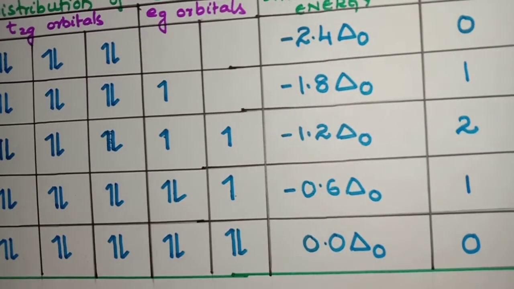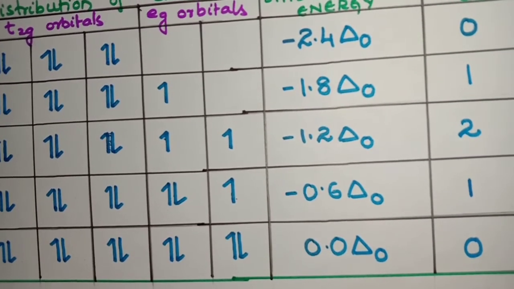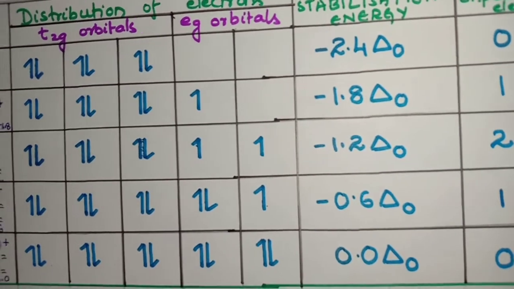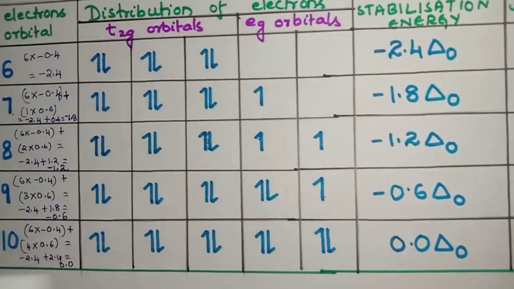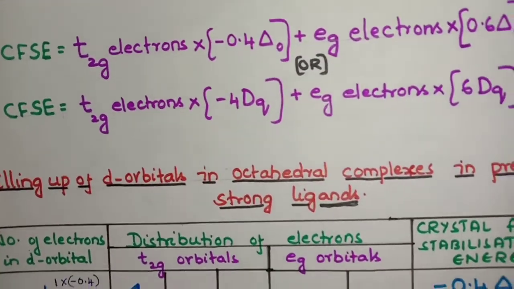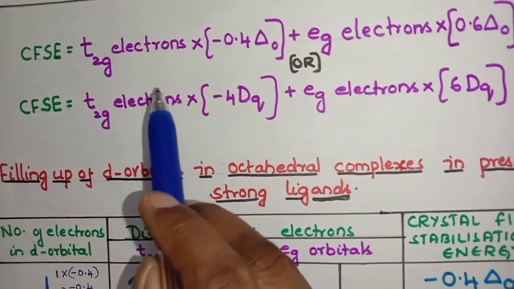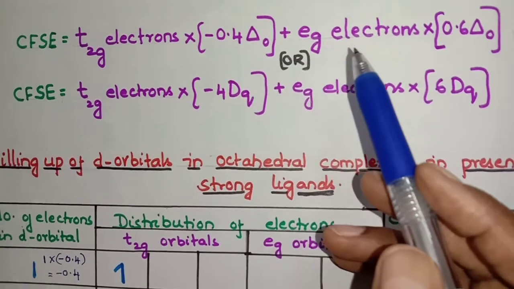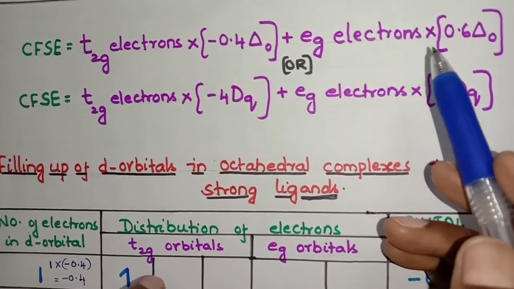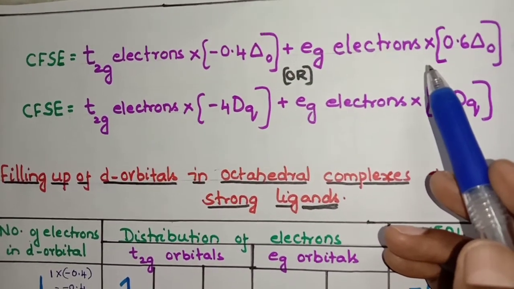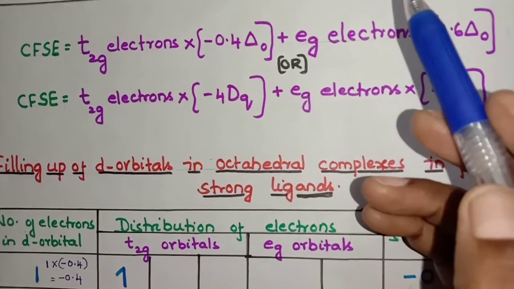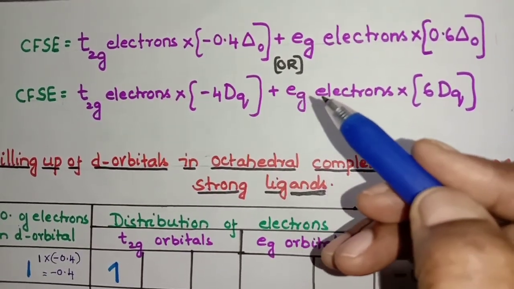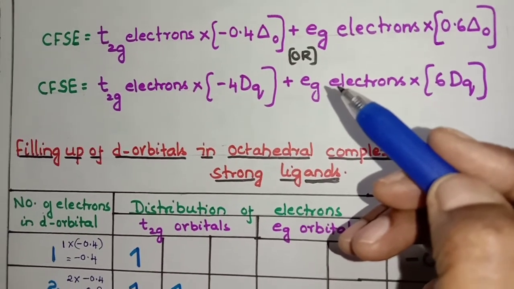Okay, students. So this is all about filling up of d orbitals in octahedral complexes in presence of strong ligands. Okay, so just try to learn this formula. If you know this formula, whichever complex is given, it will be very easy for you to calculate. Okay. So learn carefully, students. Look at the table, what all columns we have to write, and practice it well.